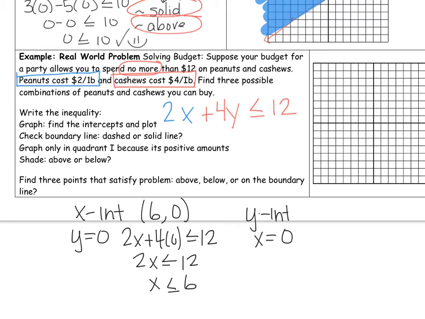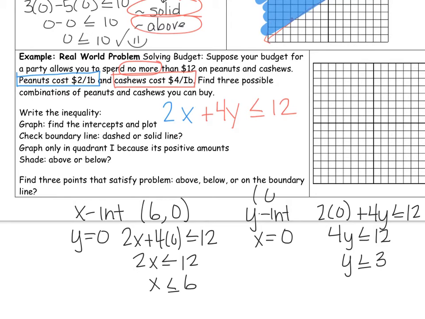I'm going to do the same thing for the y-intercept. This time I'm going to let x equal 0. 2 times 0 plus 4y is less than or equal to 12. We get 4y is less than or equal to 12, and so my y-intercept is going to be 3. So my x-intercept is 6, 0, and my y-intercept is 0, 3.